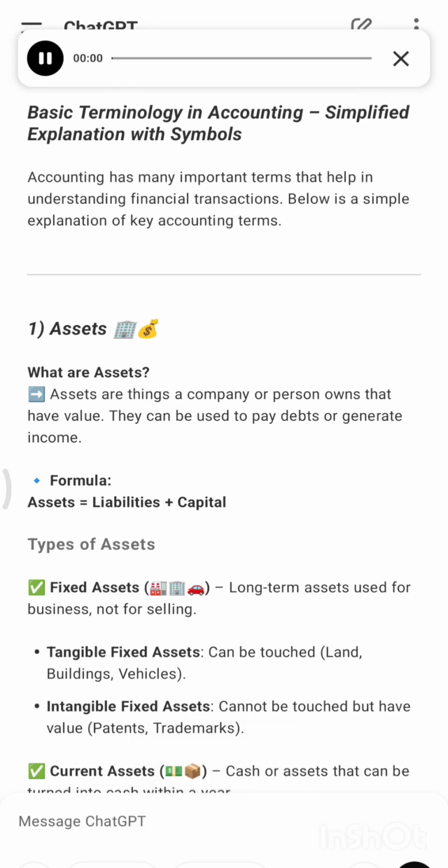Basic terminology in accounting, simplified explanation with symbols. Accounting has many important terms that help in understanding financial transactions. Below is a simple explanation of key accounting terms.